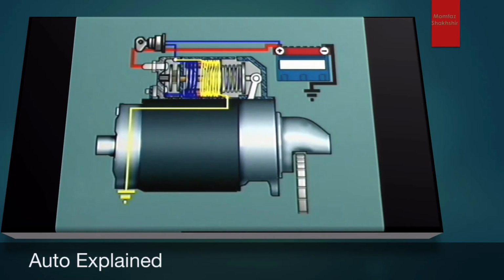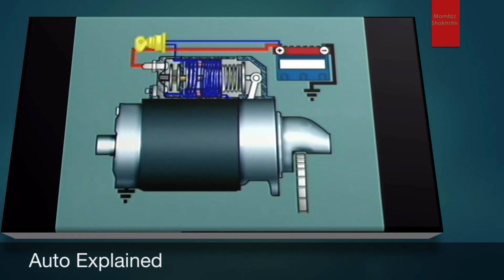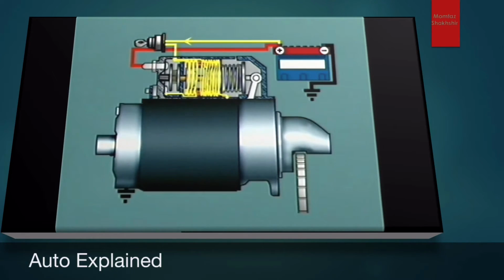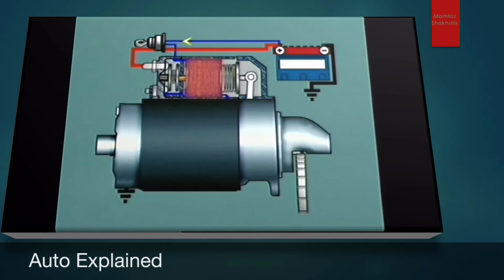With the ignition key in the start position, current passes from the positive battery terminal through the start switch and through both windings. The high current flow through the low resistance pull-in winding creates a strong magnetic field which attracts the solenoid plunger towards the main terminals. Plunger movement also operates the shift fork lever, engaging the pinion with the ring gear.